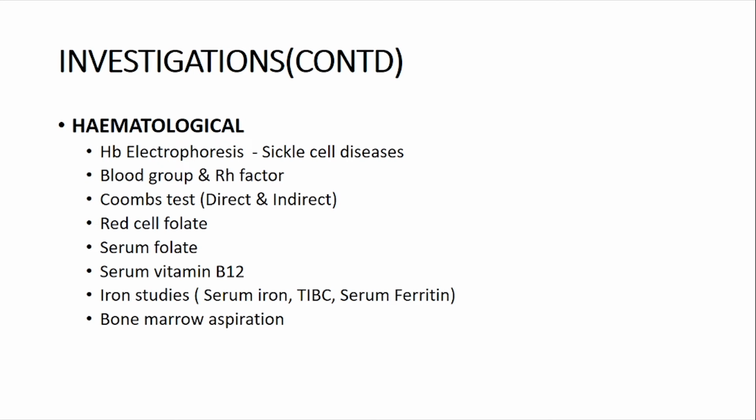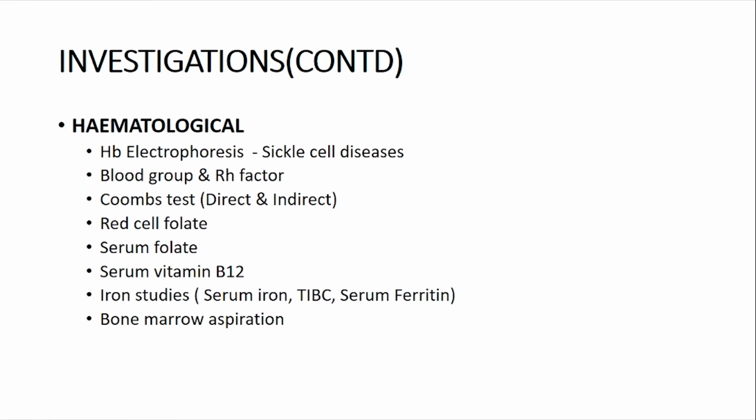Also, hemoglobin electrophoresis is crucial in the management of patients with anemia in pregnancy, and from it sickle cell disease is going to be detected. Also, blood group and rhesus factor, Coombs test, direct and indirect, red cell folate, serum vitamin B12, and iron studies, which will include the serum iron, the total iron binding capacity, and the serum ferritin, need to be assayed for in a patient with anemia in pregnancy. Also, bone marrow aspiration, especially for patients that have bone marrow depression or some other myelosuppressive diseases.